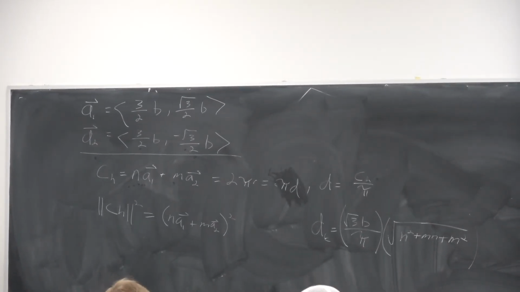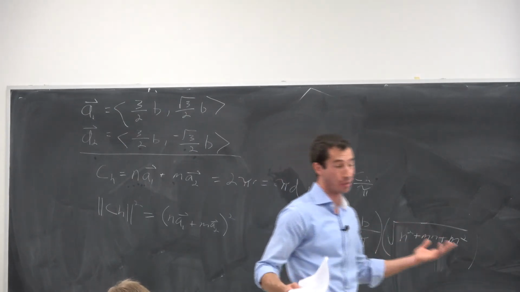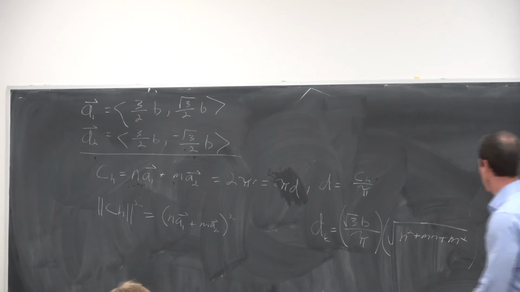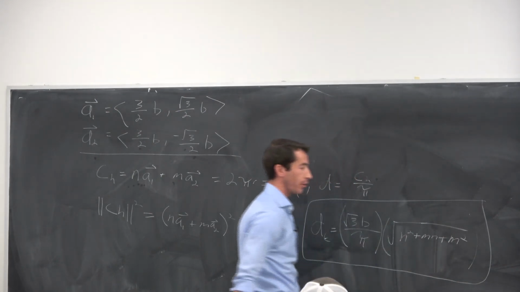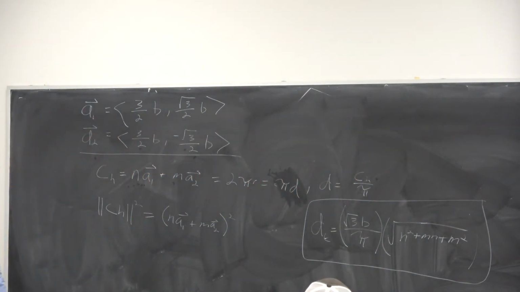Okay? So that's kind of nifty, right? And hopefully it makes sense that you're essentially adding up these x and y components of these individual vectors based on the number of times you have these vectors. And then that gives you a diameter.